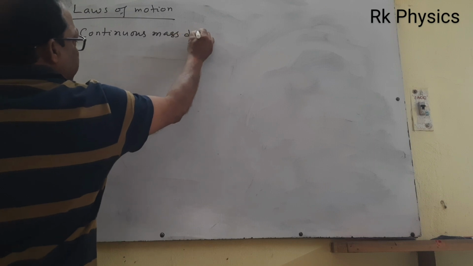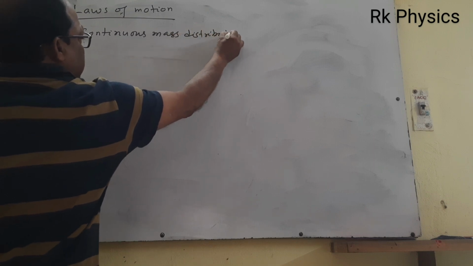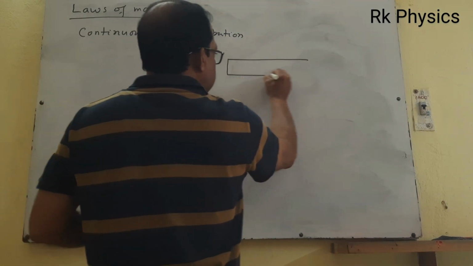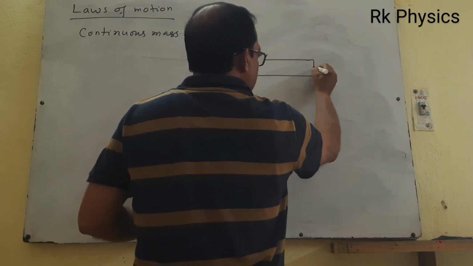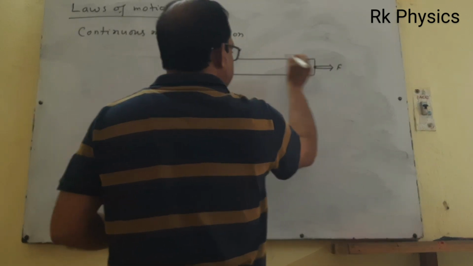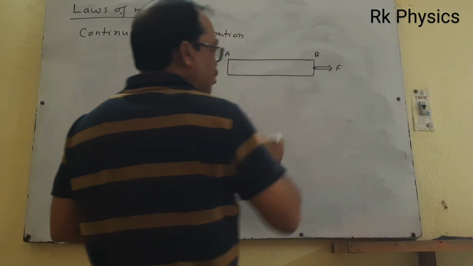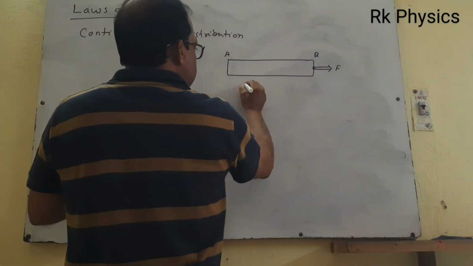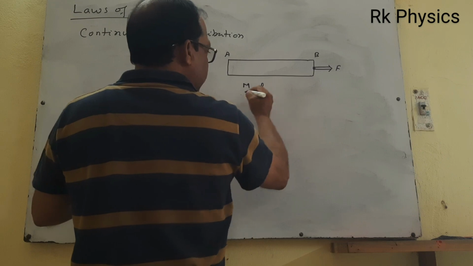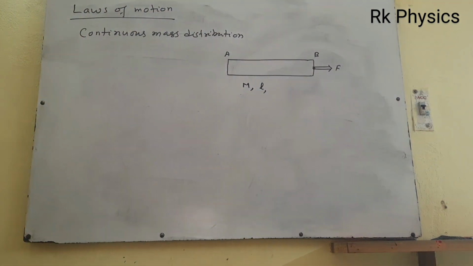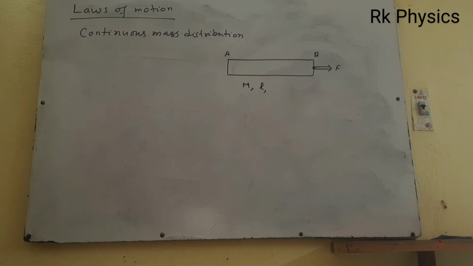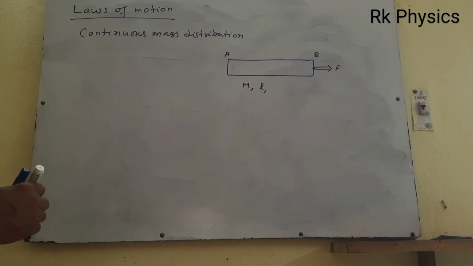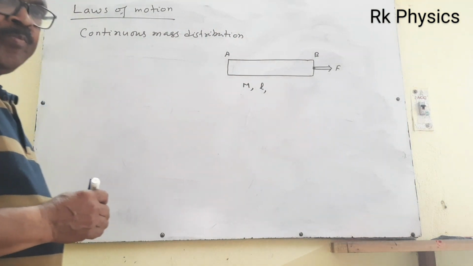mass distribution. Continuous mass distribution. I am taking a uniform rod of cylindrical shape or rectangular shape, having mass m and length L. Now an external force F is acting at end B towards the right, as shown in the figure.